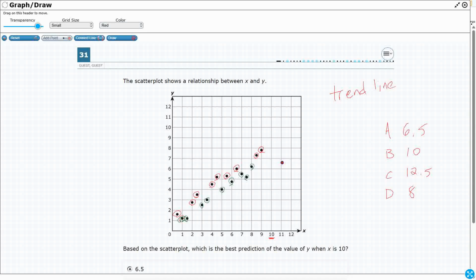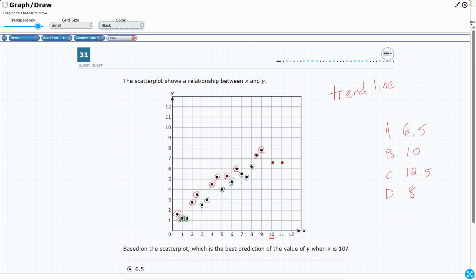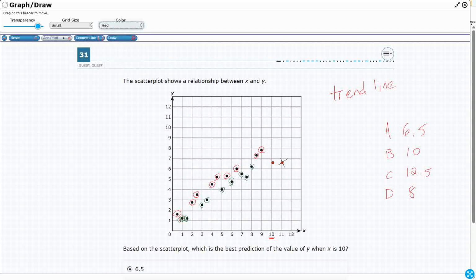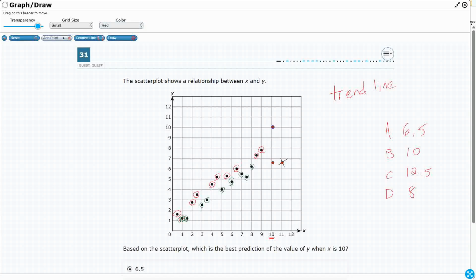Oh, that was an 11. Let's do that. All right, so sometimes you make the wrong one. You can't really erase, so I'm just going to draw a little back through there. There we go. So let's look at 10. So 10 is going to be way up here. That first one looks a little bit low. The second one looks a little bit high. Let's look at 12.5. Ooh, that's a lot higher.